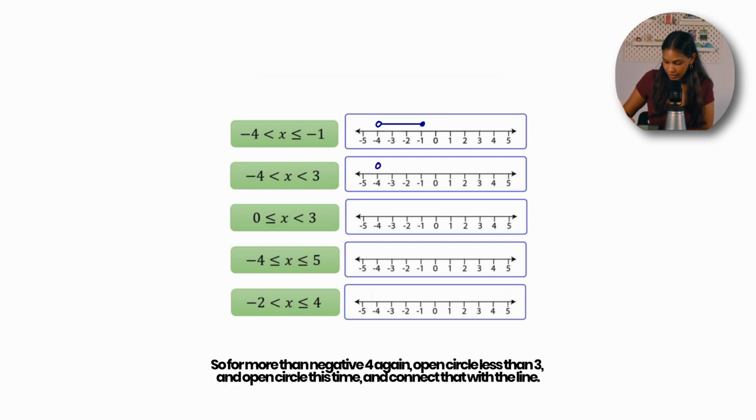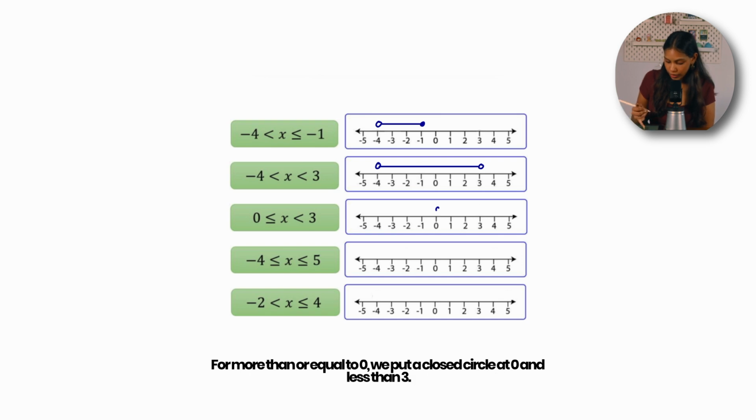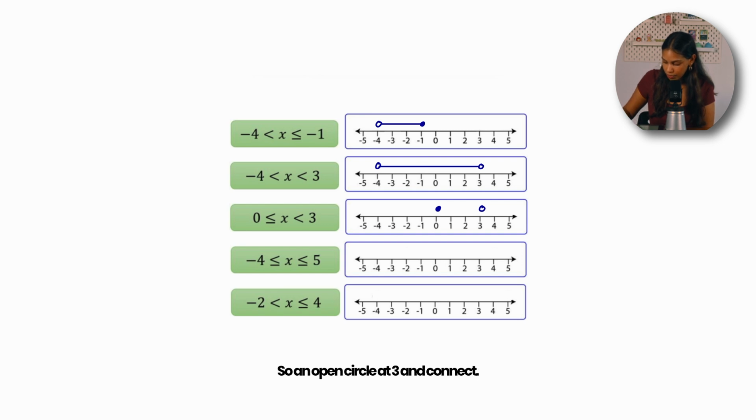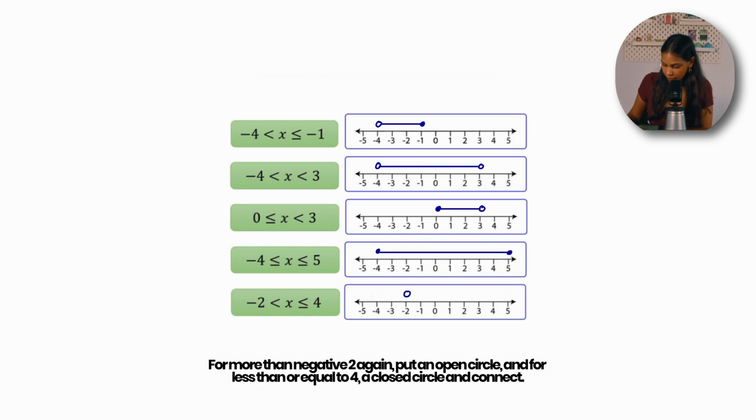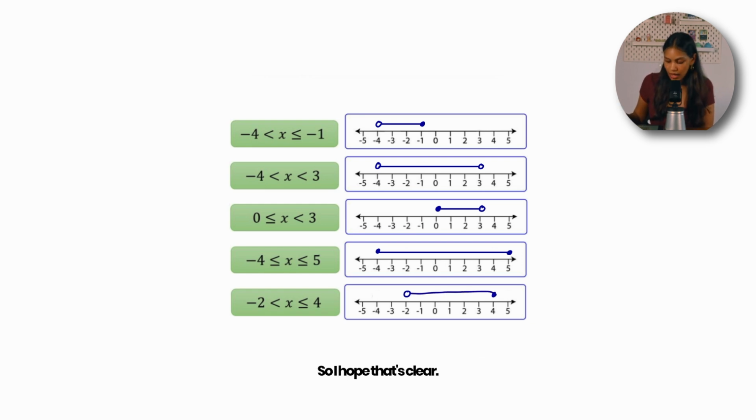For more than -4 again, open circle, less than 3, an open circle this time, and connect that with the line. For more than or equal to 0, we put a closed circle at 0 and less than 3, so an open circle at 3 and connect. For more than or equal to -4, let's put a closed circle at -4, and less than or equal to 5, let's put in another closed circle at 5 and connect the two dots. For more than -2, again, put an open circle, and for less than or equal to 4, a closed circle and connect. So I hope that's clear.